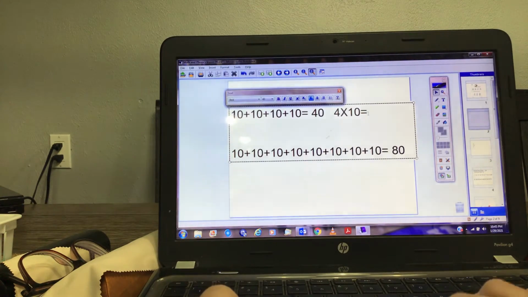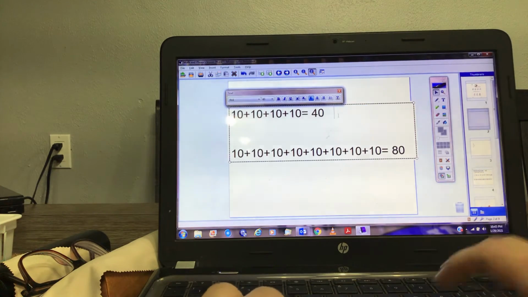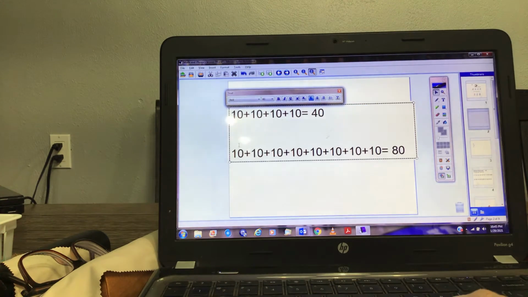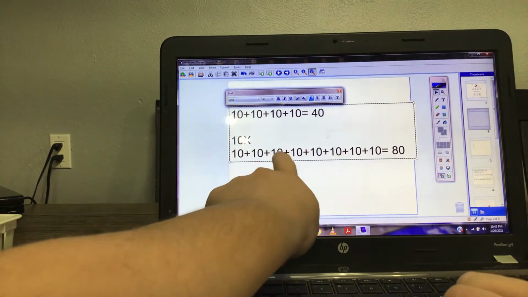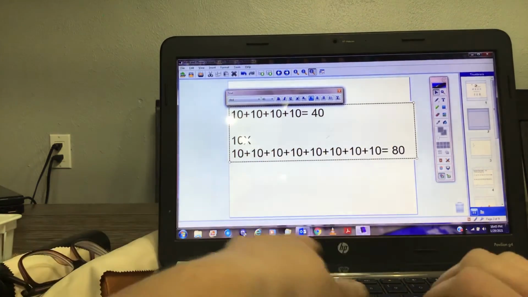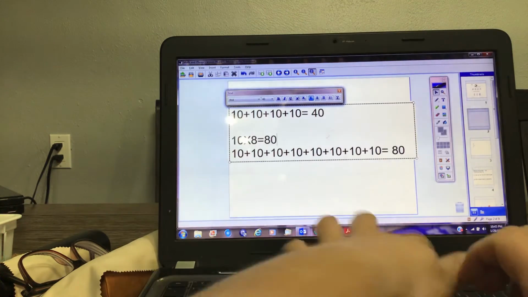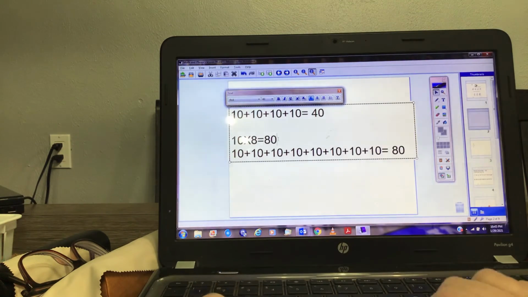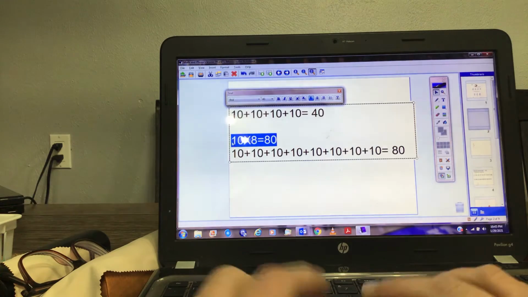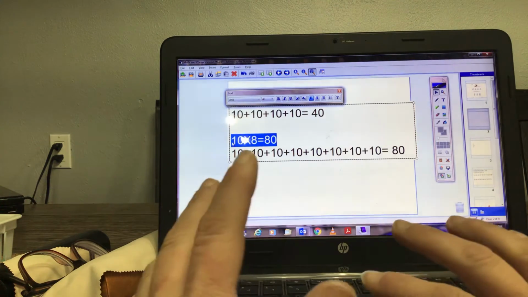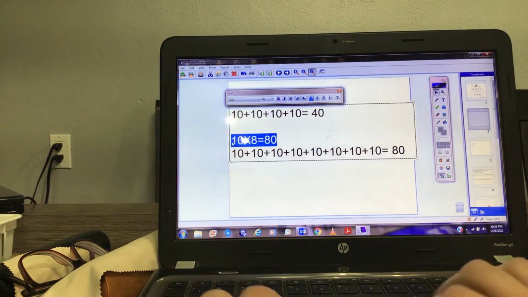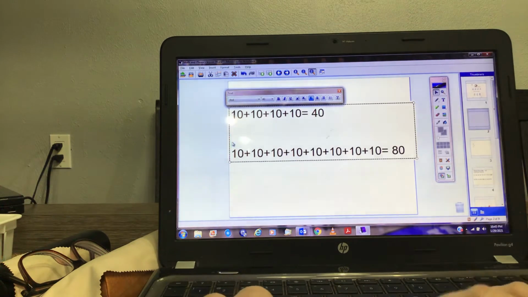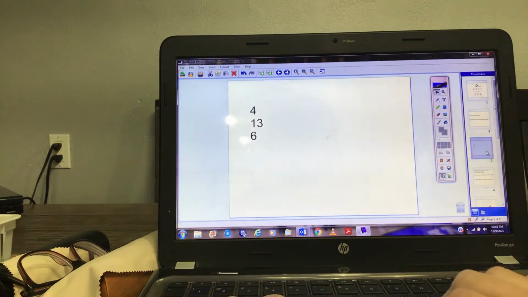Very good. And so then I can do the same thing down here. I have 10 times something. I got to count them. 1, 2, 3, 4, 5, 6, 7, 8, which equals 80. So the reason why we do multiplication is because it's a quicker method of adding. Does that make sense? Okay, let's keep going.